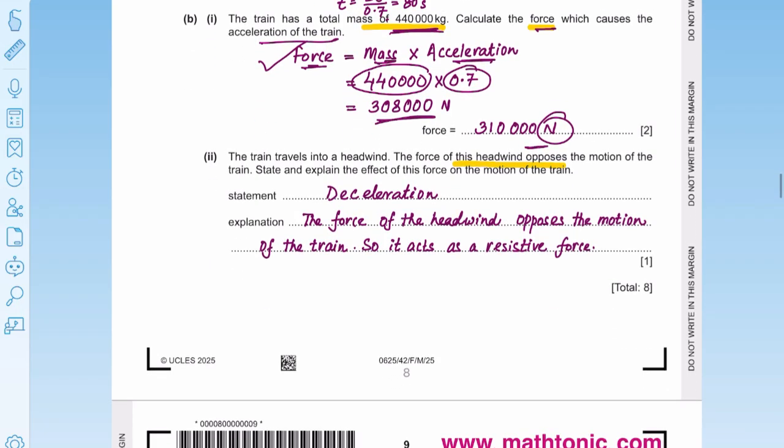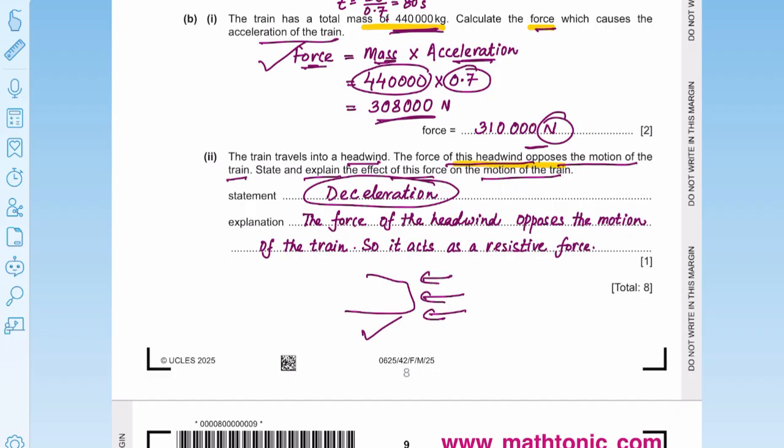Correct? Okay, the train travels into a headwind. The force of this headwind opposes the motion of the train. State and explain the effect of this force on the motion of the train. Try to understand this one. If this is a train we have, and some force of headwind opposes the motion, what does it mean? That means the train will start decelerating, the speed will decrease. So that's why I've written here deceleration, right? Explanation: the force of the headwind opposes the motion of the train, so it acts as a resistive force. Whenever a resistive force is there, definitely there will be deceleration.